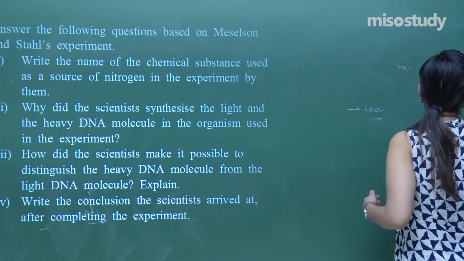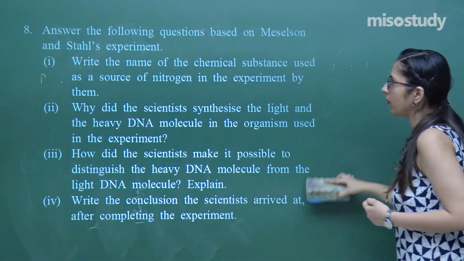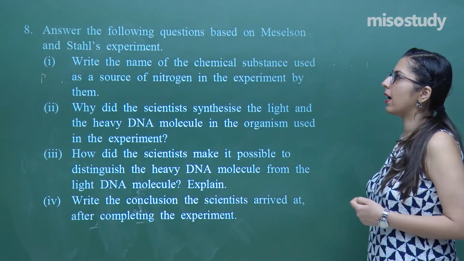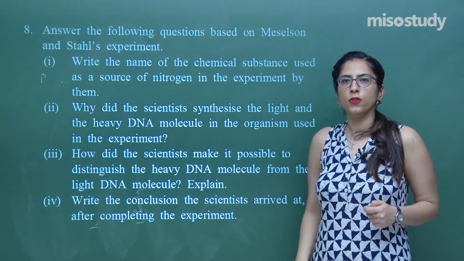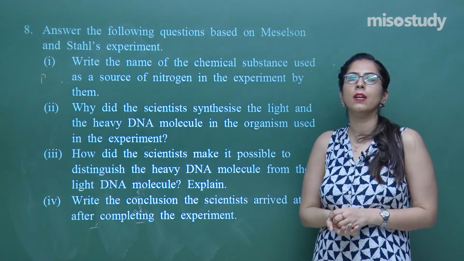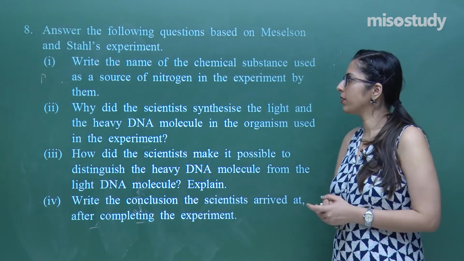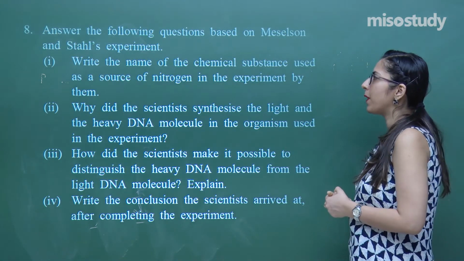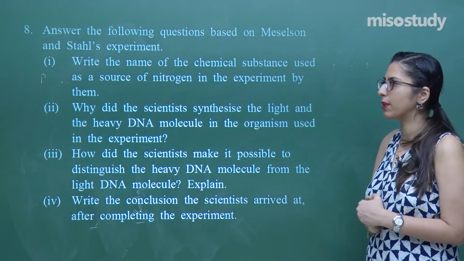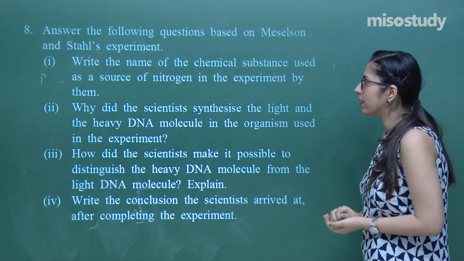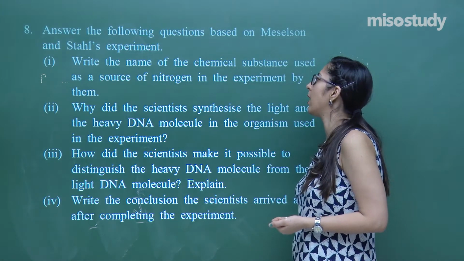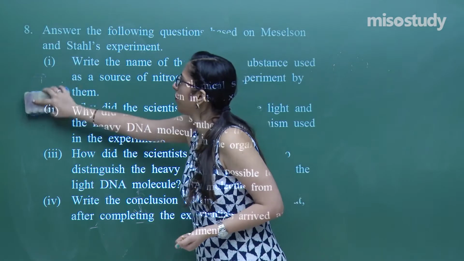Read this question first. Answer the following questions based upon the Meselson and Stahl experiment. Hope you remember the session at the start when I was discussing DNA replication. I discussed that one very important experiment, the Meselson and Stahl experiment. Now, the question says, write the name of the chemical substance used as a source of nitrogen in the experiment.